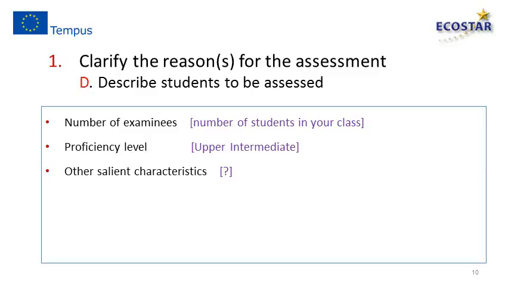And there might be other salient characteristics of your group of examinees. For example, you might have a lot of Arab students whose English is their third or even fourth language. You could have a lot of new immigrants. You could have a lot of learning disabled students. All of these factors will affect what you can ask them to do in the performance assessment task, okay?